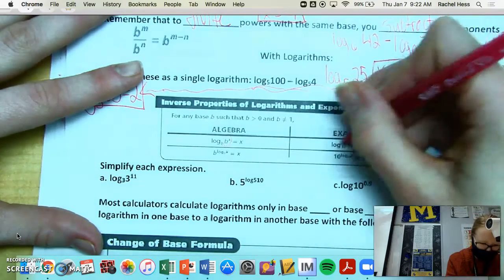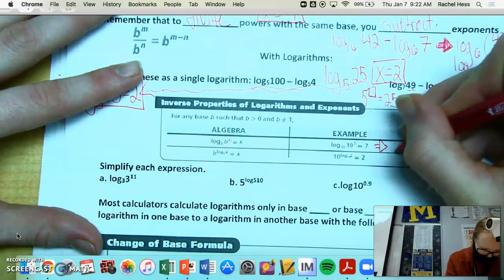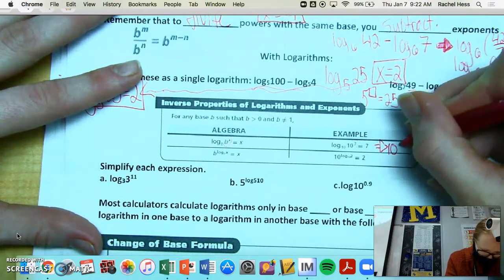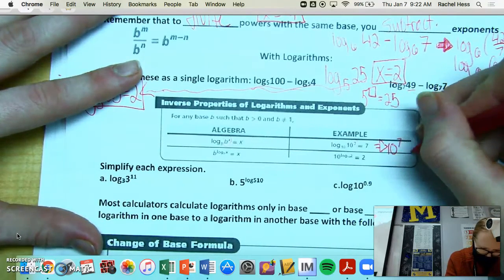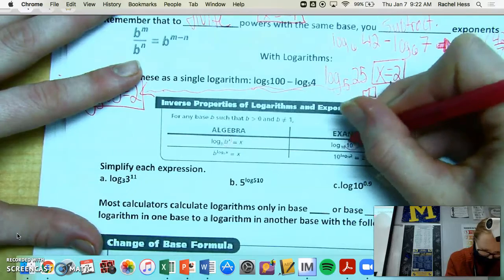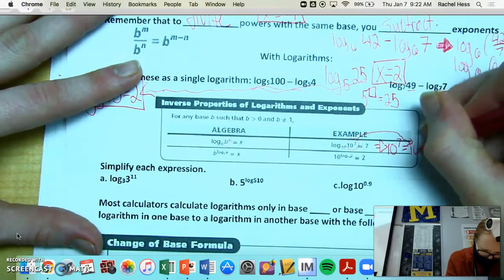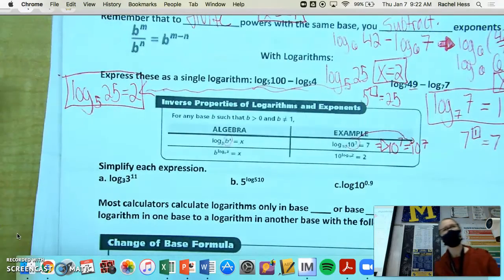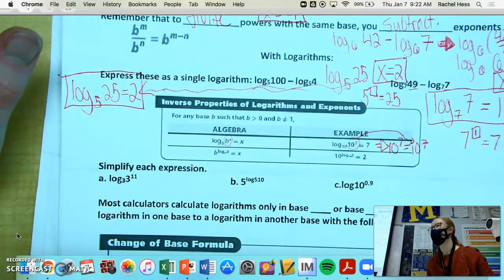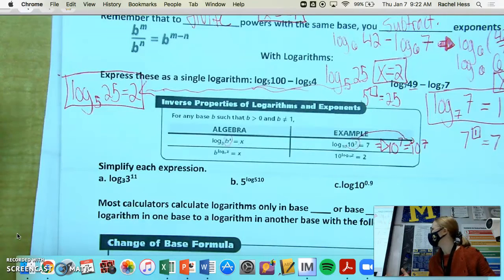If you were to rewrite this, this is saying my base is 10. Here is my exponent. 10 to the 7th power equals my answer. Well, right? They already gave you your exponent. Does that sort of make sense?